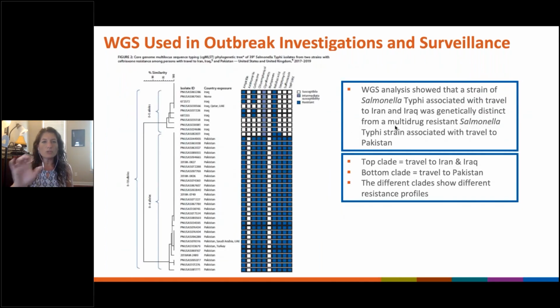So this is switching a little bit. We are showing allele differences here, but we're also showing a resistance pattern. Here, the WGS analysis showed that a strain of Salmonella Typhi was associated with travel to Iran and Iraq, and this was genetically distinct from a multi-drug resistant Salmonella Typhi associated with travel to Pakistan. So the top clade you'll see has the travel to Iraq and Iran, and the bottom clade is travel to Pakistan. And we separated these by their allele differences. Another interesting point is that the different clades also show different resistance profiles, which is something interesting we've seen.